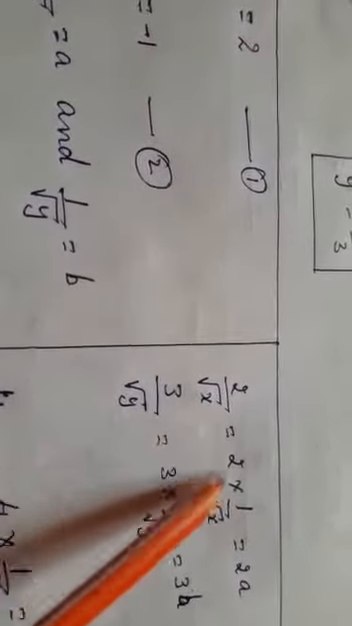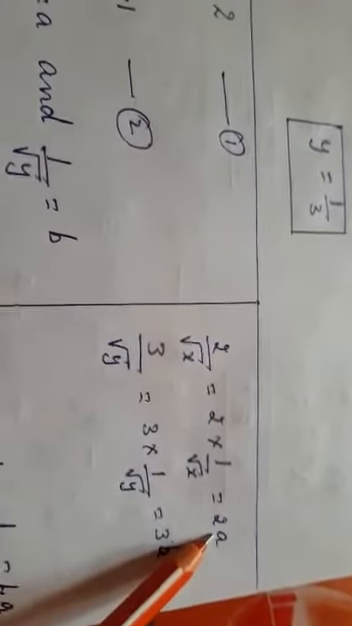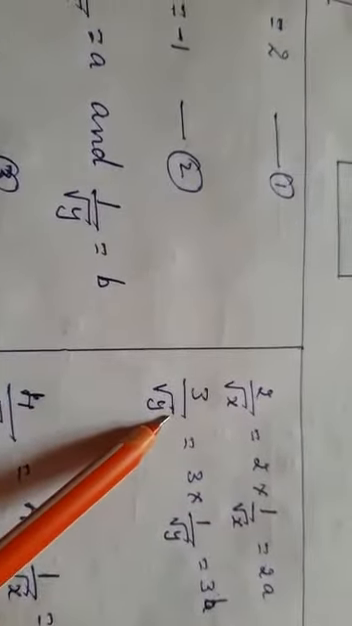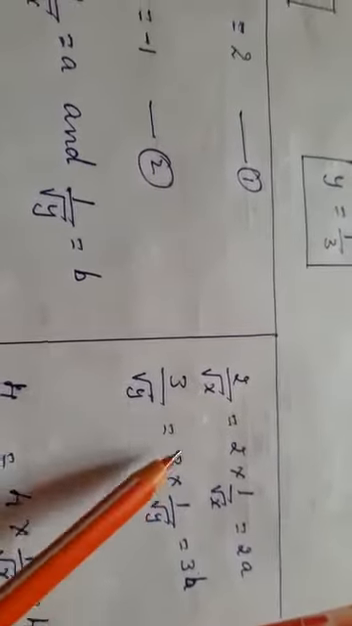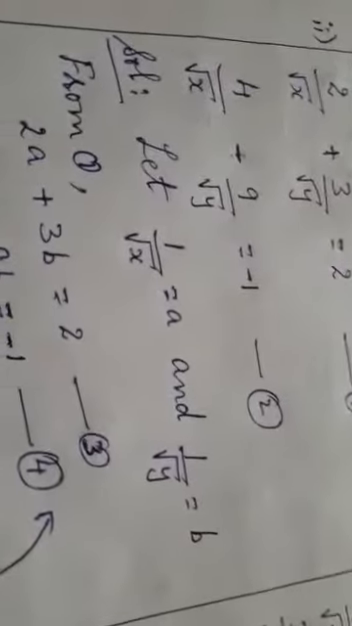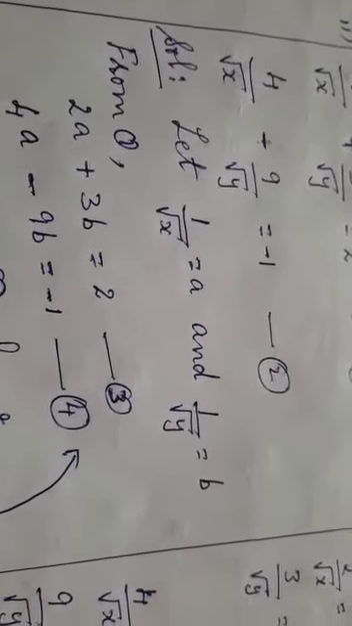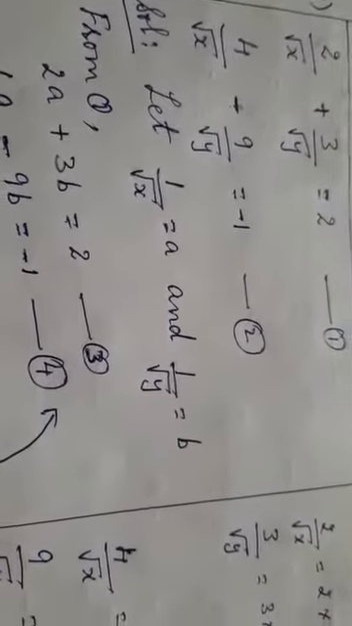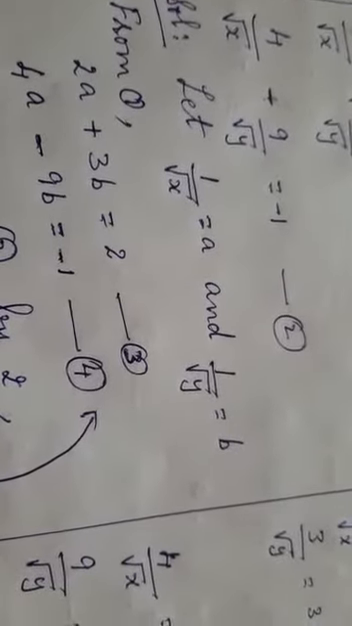Now see here, 2 by root x is 2 into 1 by root x. That is 1 by root x you have taken as a, so it is 2a. Next 3 by root y is equal to 3 into 1 by root y, that is equal to 3b. So instead of this value we can substitute 2a and this we can take it as 3b. So now here take the first equation, 2a plus 3b is equal to 2. This is the third equation. The same way in the second equation 4 by root x, 4a minus 9b is equal to minus 1.